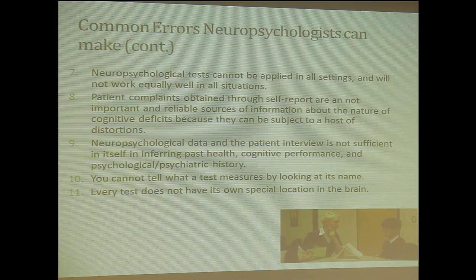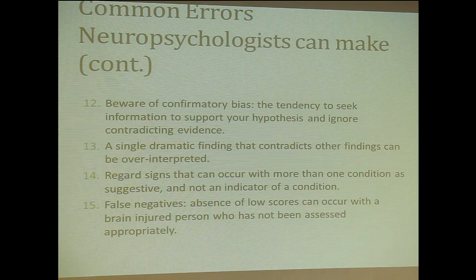Okay. Every test does not have its own special location in the brain. If you're doing the digits backwards, it doesn't mean that it only measures frontal lobe functions, it measures other things too. Beware of confirmatory bias, the tendency to seek information to support your hypothesis and ignore contradicting evidence. So you have a certain idea, be careful not to fall into the trap of then ignoring the things that don't back up that idea.